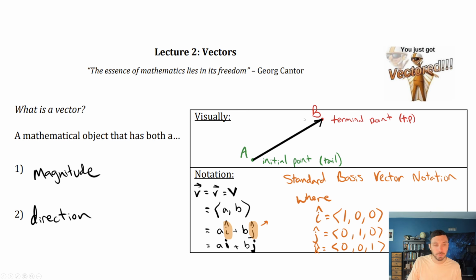And I'm going to show you some notation for it. Or we can call it vector v. You can either put a capital A and a capital B here to denote the initial point of the vector, which is like the tail, and then the terminal point where the vector ends. So point B here, which is like the tip. So you could write capital A, capital B here.